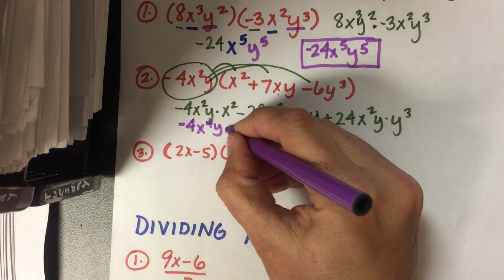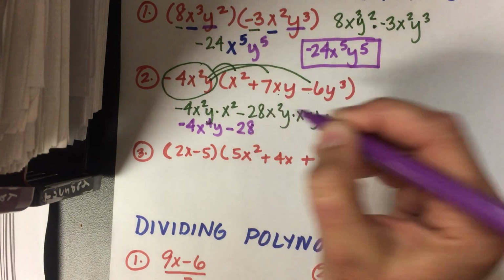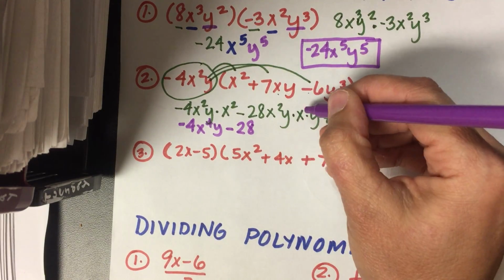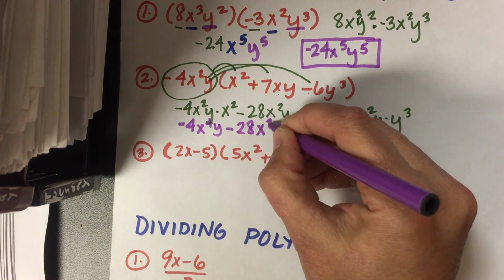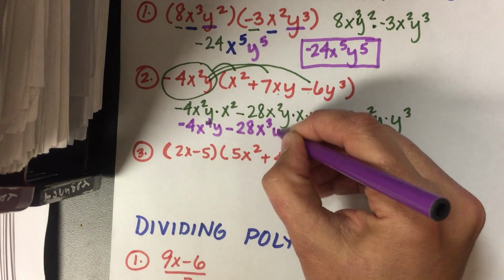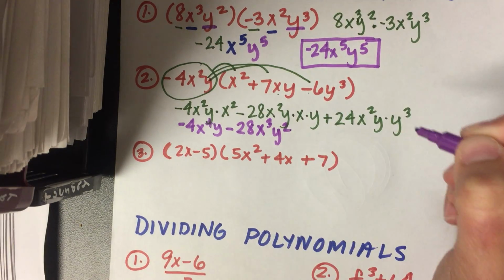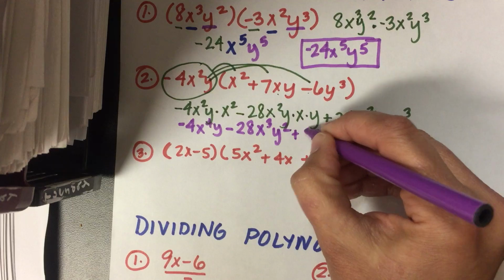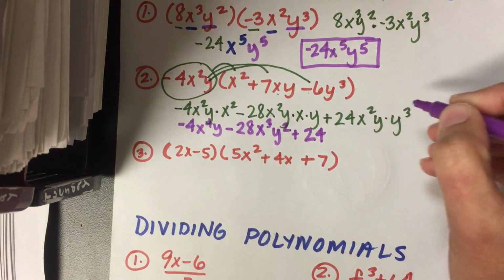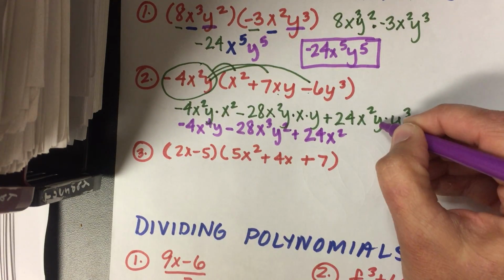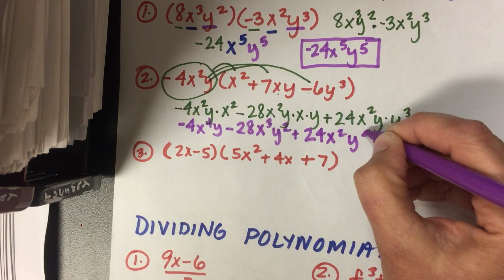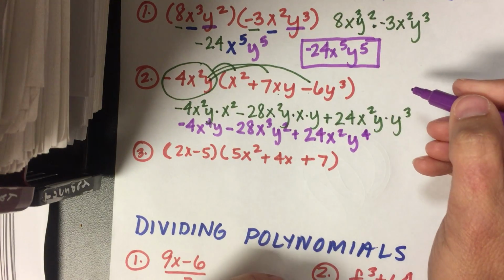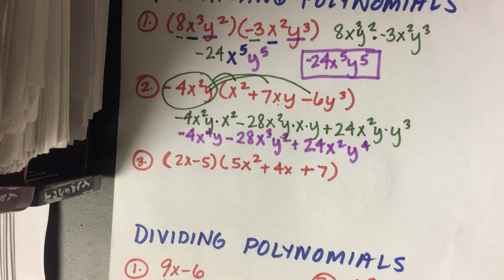So let's go to the second one. I've got negative 28. I have x squared times x, which is x cubed, and y times y, which is y squared. And then my last one, I have plus 24, and I have x squared and y times y cubed, which is y to the 4th. So that is my answer for that particular example.